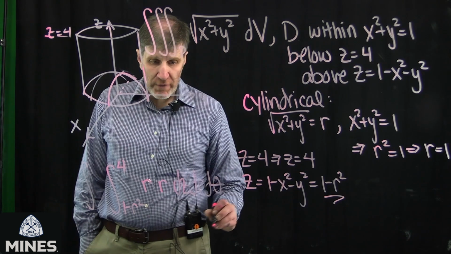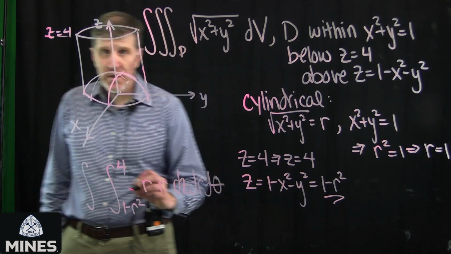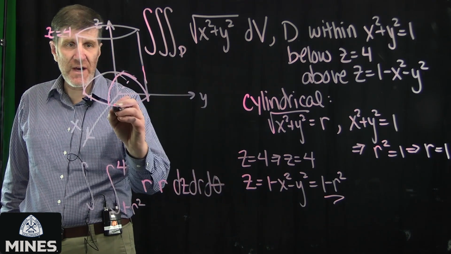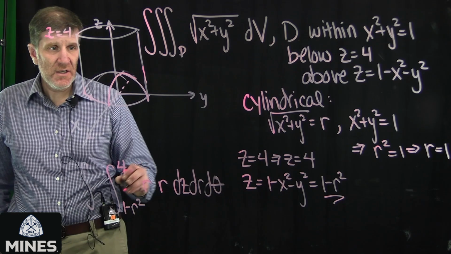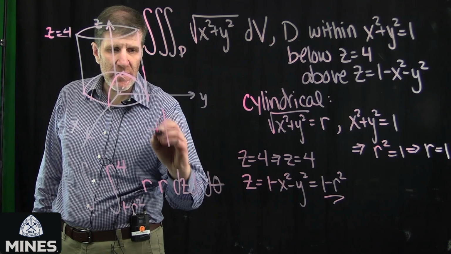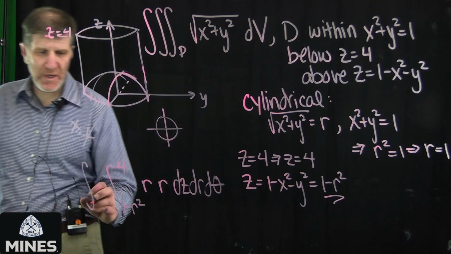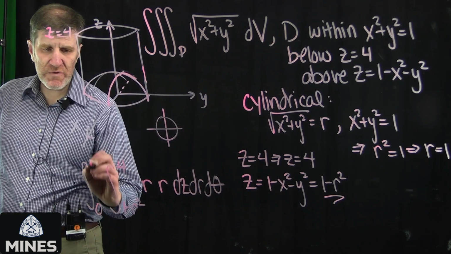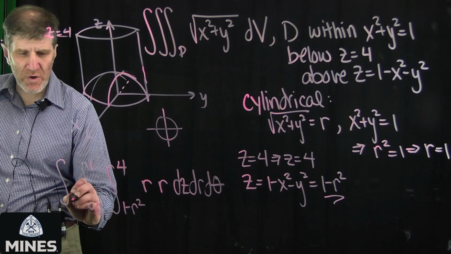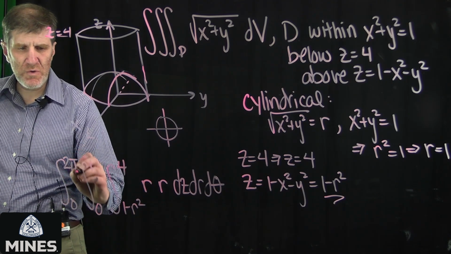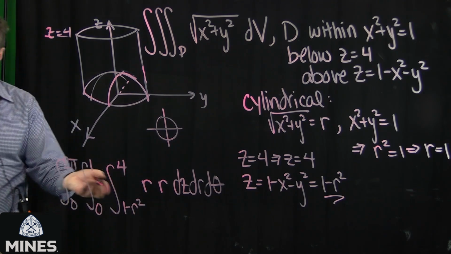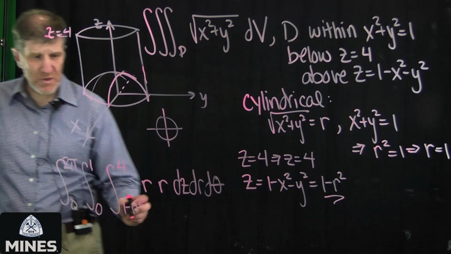For r, if we're looking down on this thing from the xy plane, it just looks like a circle in the xy plane with radius 1. So r goes from 0 to 1, and theta goes all the way around, 0 to 2 pi. So that is our integral that we can do.